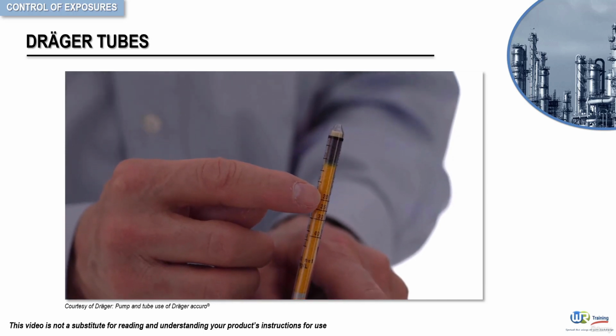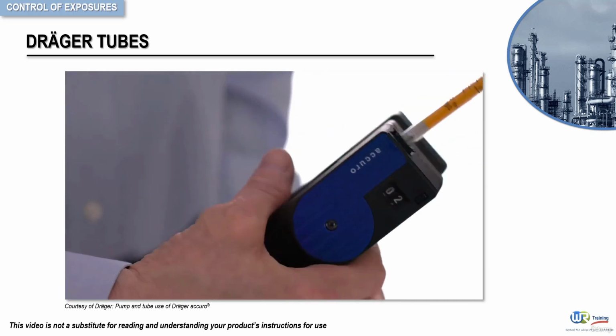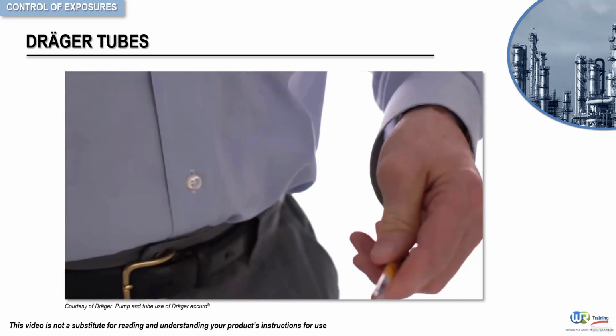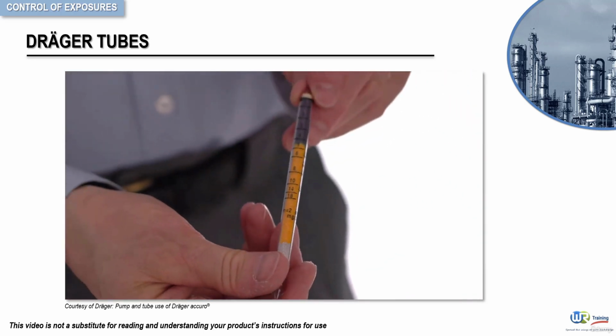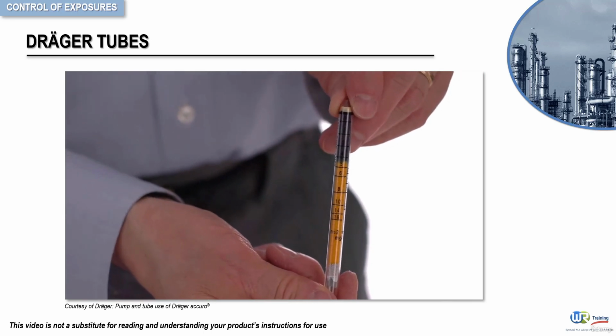The discoloration did not reach the high range scale. Therefore, we need 1 additional stroke. Remove the tube and read the discoloration immediately. You can see this reading is about 5.5 milligrams per liter.